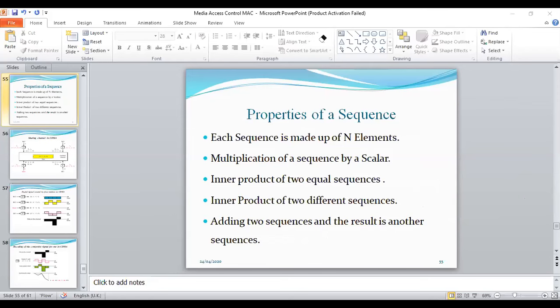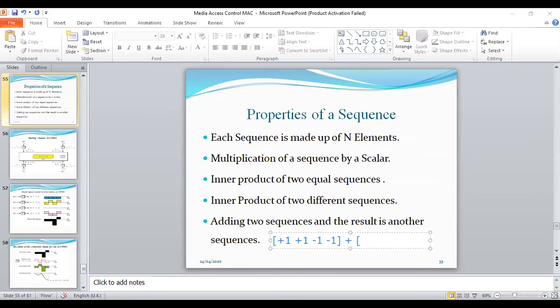The result is another sequence. You can see adding two sequences. You can add two sequences, for example, plus one and plus one, then minus one, then minus one. This is the first sequence you have taken. You take the second sequence also, and you need to add them.